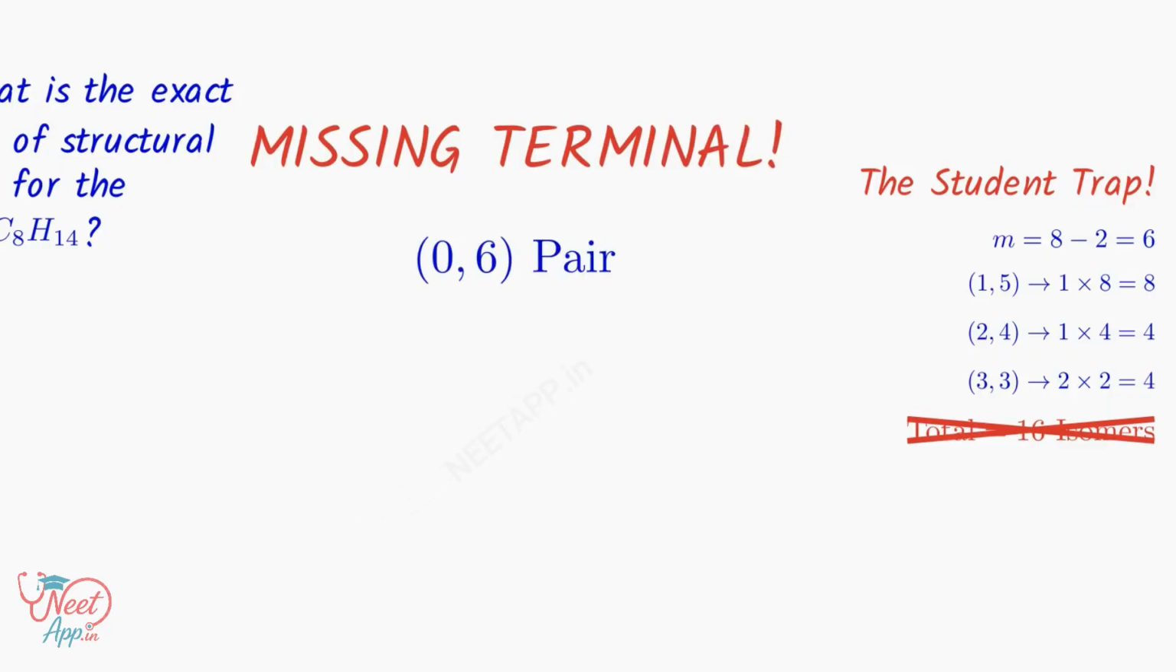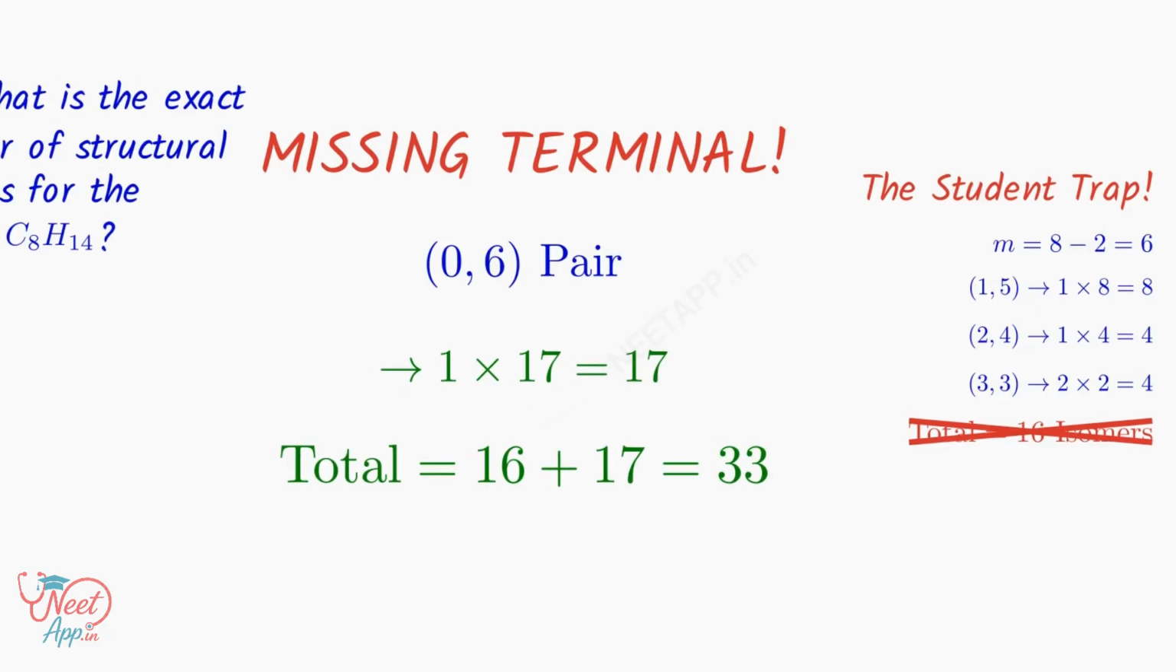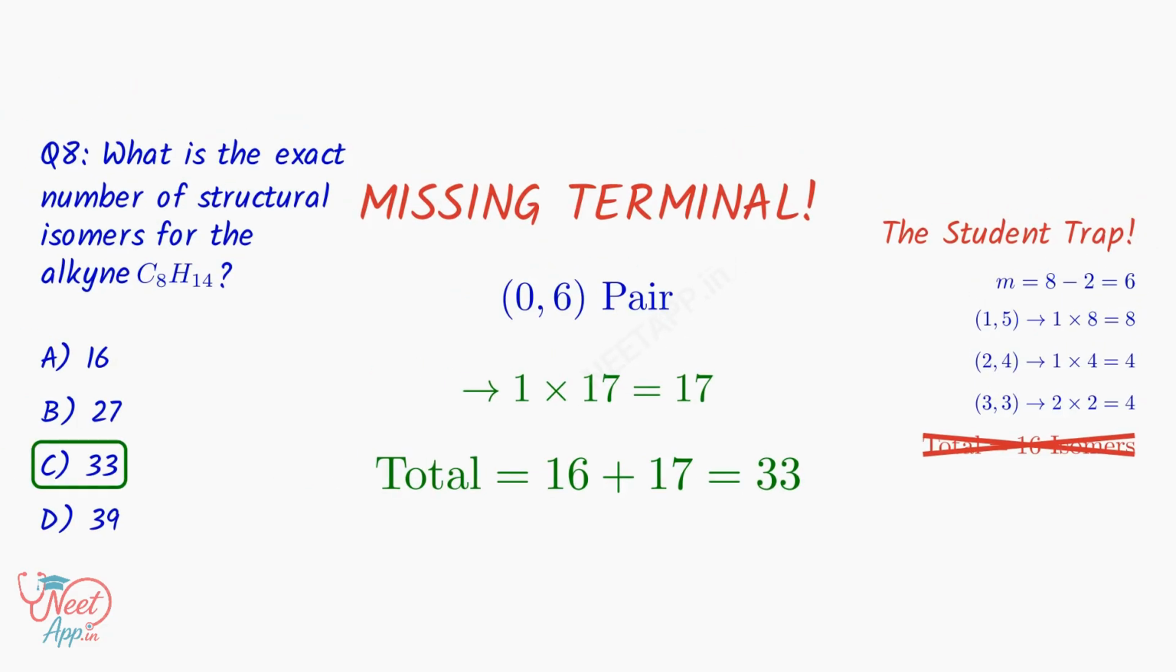You forgot the terminal alkyne pair, 0 and 6. A 6-carbon radical has exactly 17 variations. 1 times 17 equals 17. Add that to the 16 internal alkynes and you get exactly 33. Option C is your correct answer. Never forget the terminal pair.